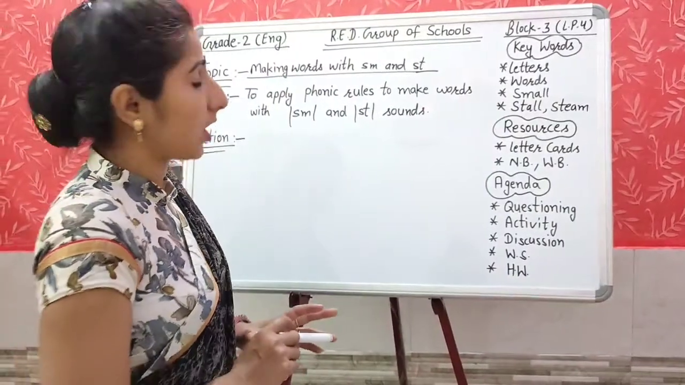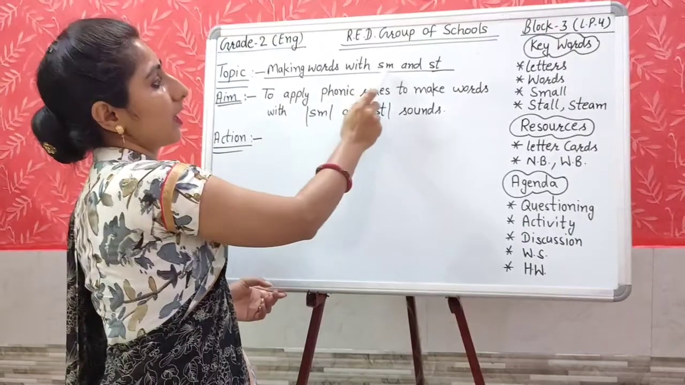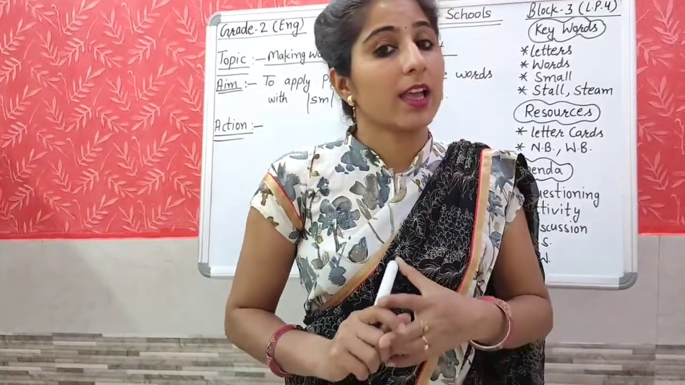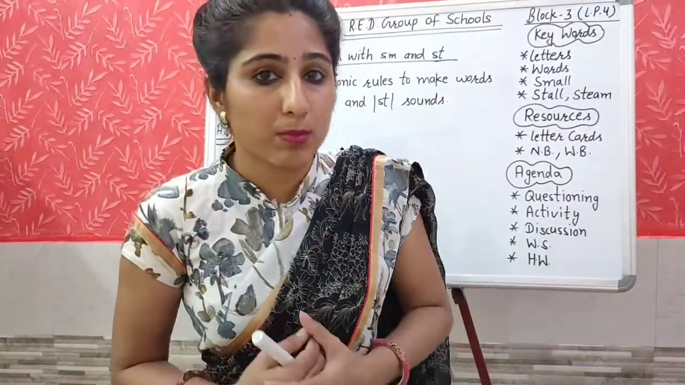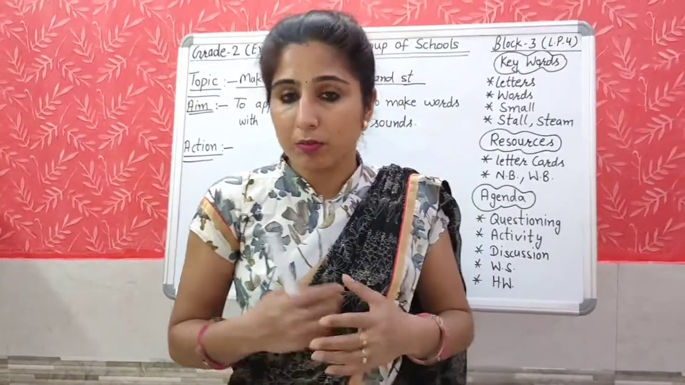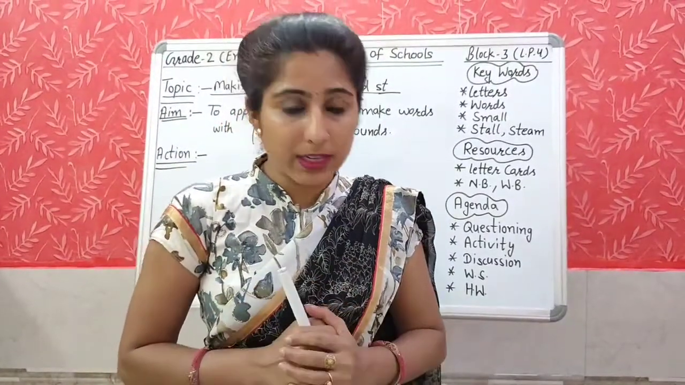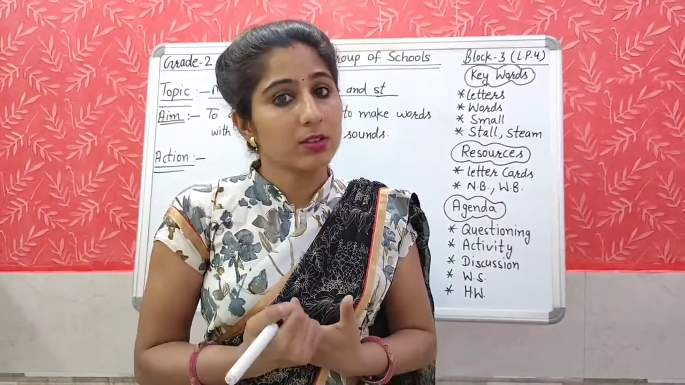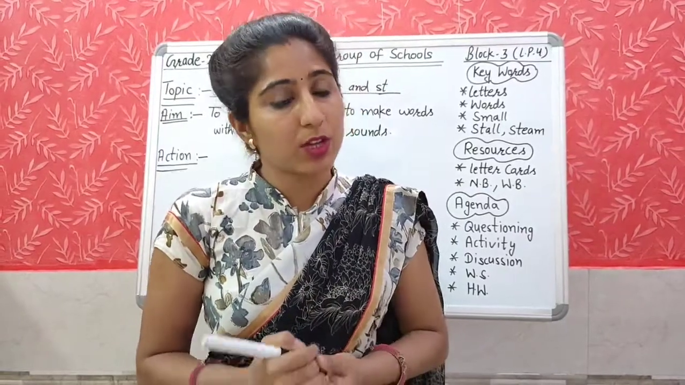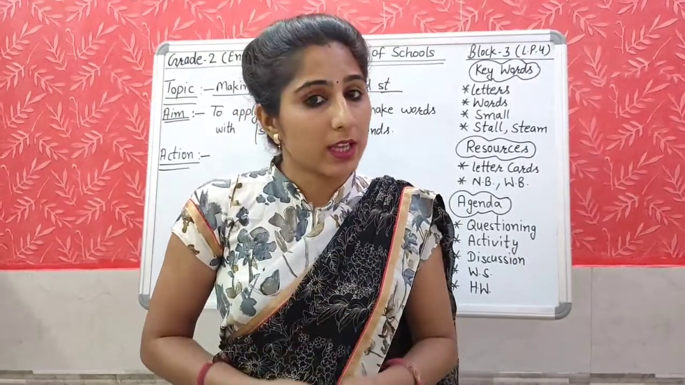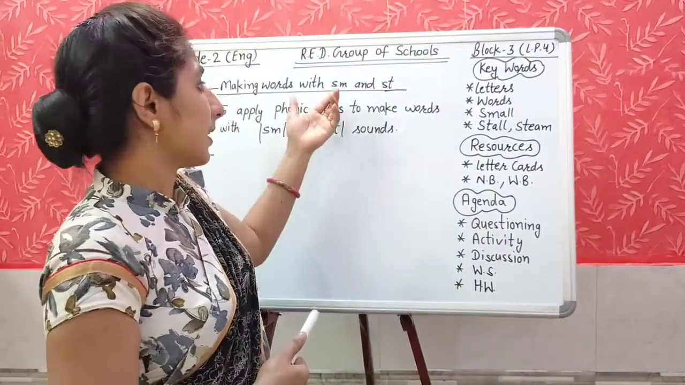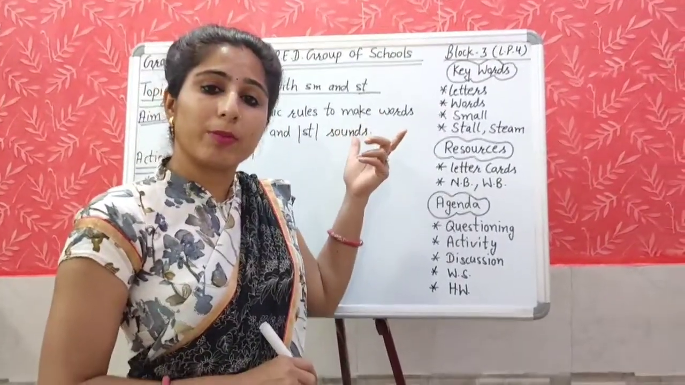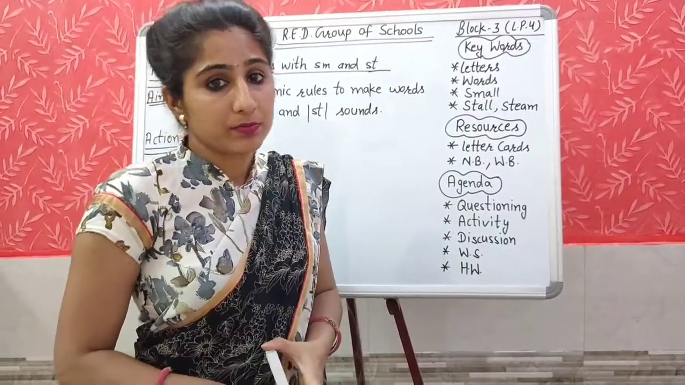What is our today's topic? Our today's topic is making words with SM and ST. As in the previous classes, in first block, in third lesson plan, we made words with the letter cards and blends also we have done. In block 2, lesson plan 2, we have used the blends and then we have made the words. Today again we are going to make words with the help of these letters. Which are the letters? SM and ST. So we will use the letter cards for making the words of SM and ST.